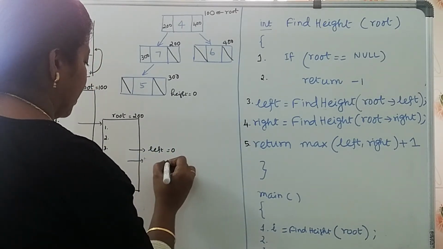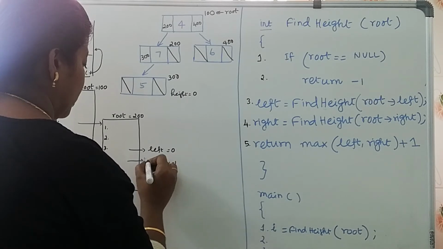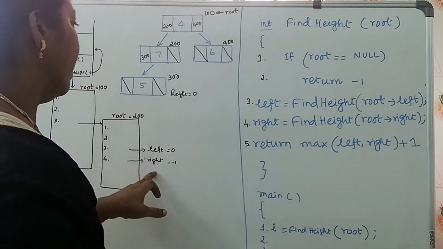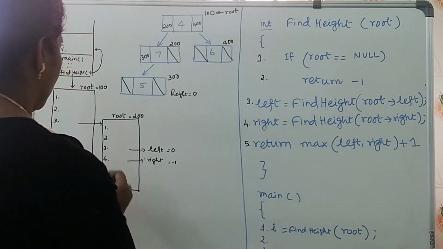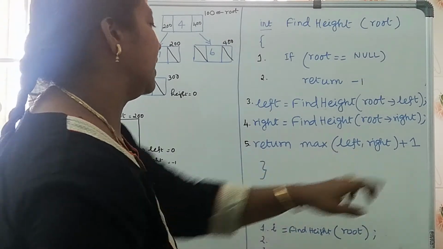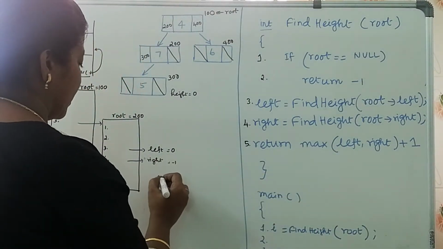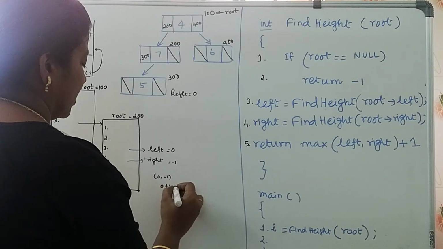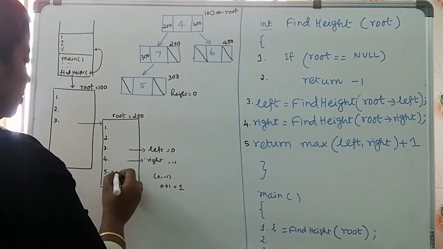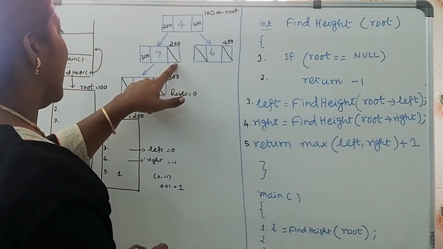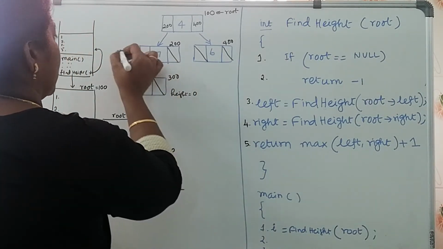-1, which is assigned to the variable called right. Now let us execute line number 5: max of left comma right. What is max of left comma right? 0 comma -1. Max is 0. 0 plus 1 equal to 1. So the height of this node is 1. That is the meaning.